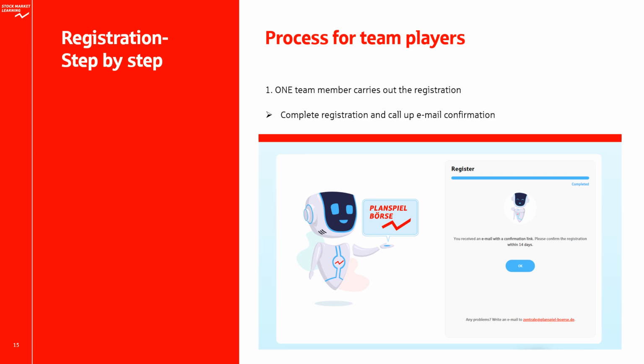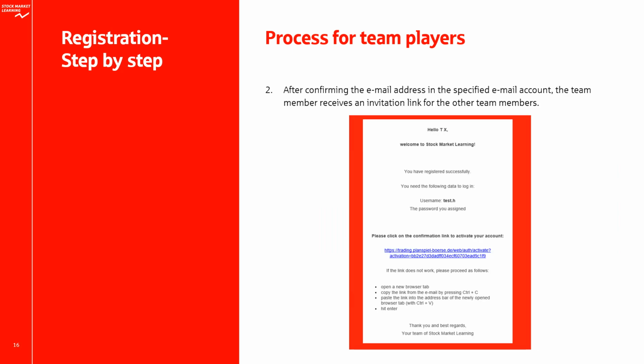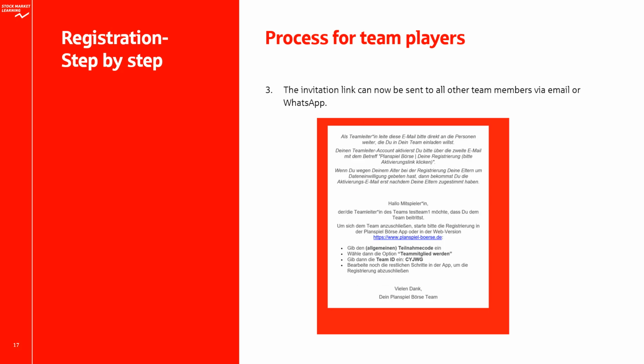You should have now received an email. Please open it. The mail will look like this. Please click on the confirmation link to activate your account. In a second mail, you will receive the invitation link and the team ID for your other team members. Your team members must enter the team ID in order to be assigned to the correct team.